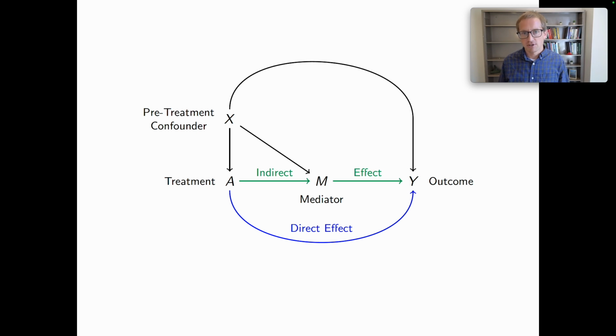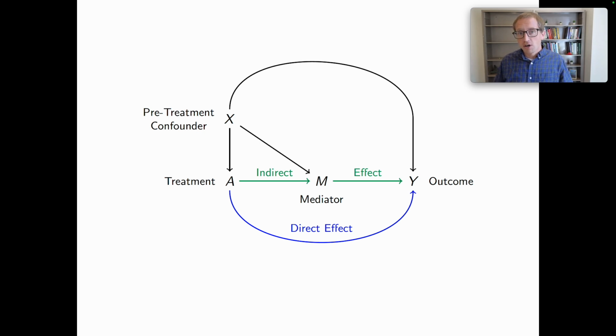When thinking about mediation questions, we first think a lot about pretreatment confounders. Now, pretreatment confounders, X in this graph, are variables that affect the value of the treatment A and the outcome Y, and possibly the mediator M. These confounders are exactly as they are in standard methods for causal inference with total effects.